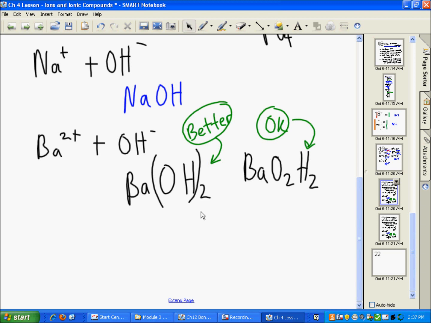We could also write this, we could separate out the elements and write it as BaO2H2, which would tell us how many elements there are. That's the correct number of elements. But this is a little better because it shows that we actually have an OH polyatomic ion.